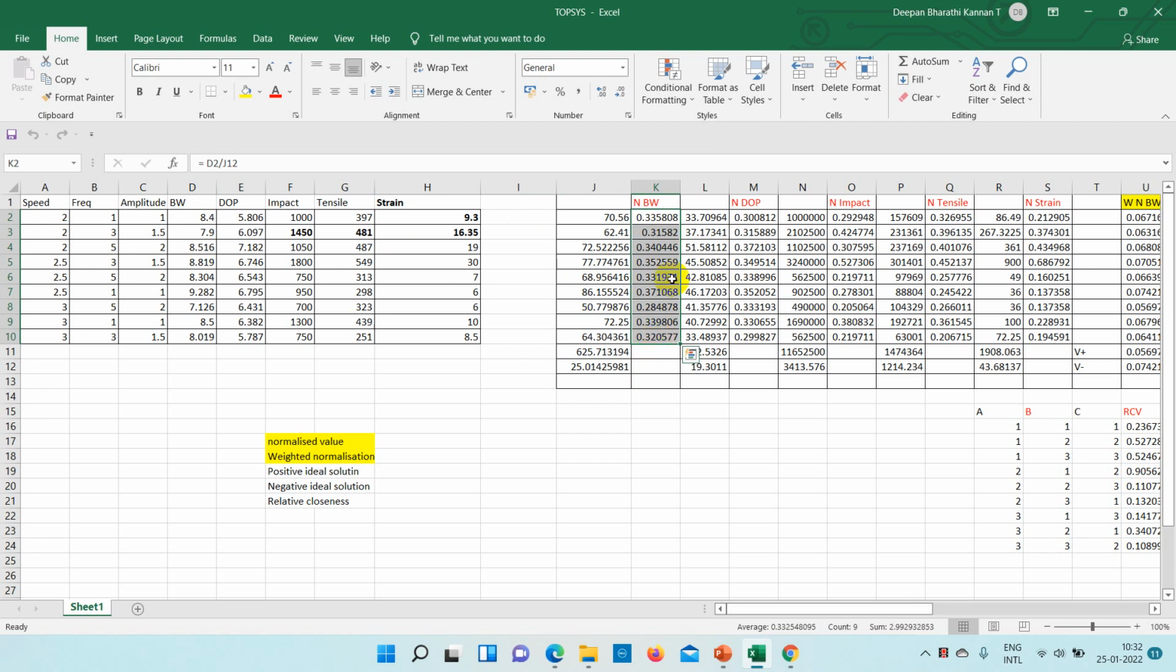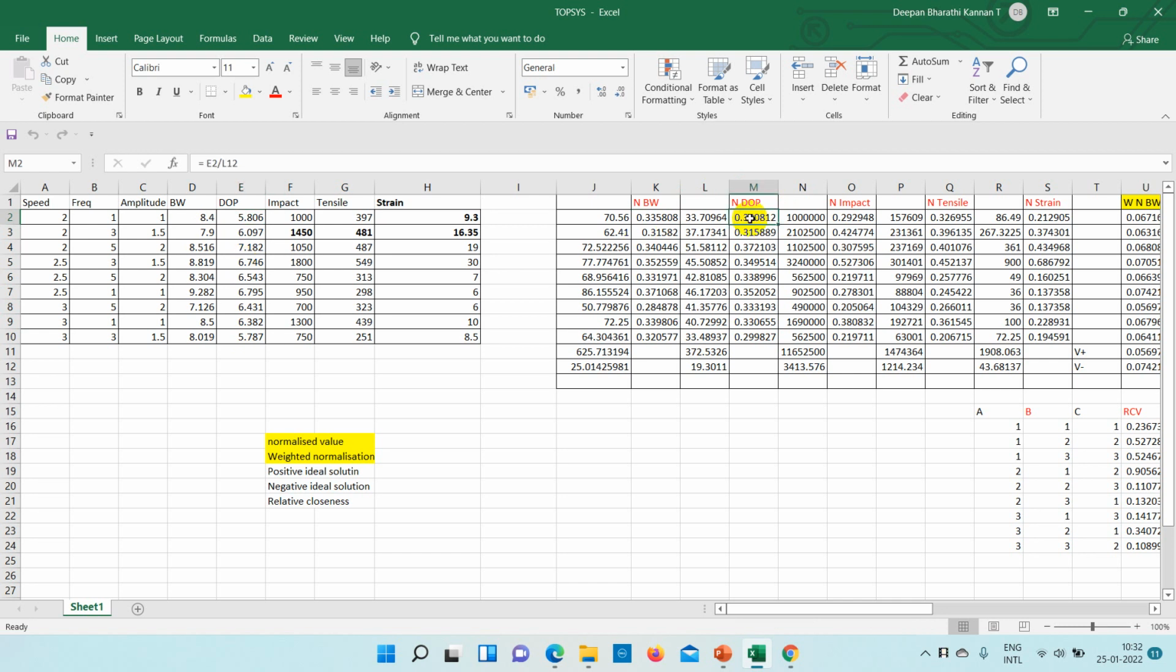Similarly, we have to do the same step for all the 5 output parameters which they have considered in their work. So let me show you for depth of penetration alone. Depth of penetration is 5.8, 6.0. These 9 values are there. Similar to bead width, we have to identify the normalized value for depth of penetration also.